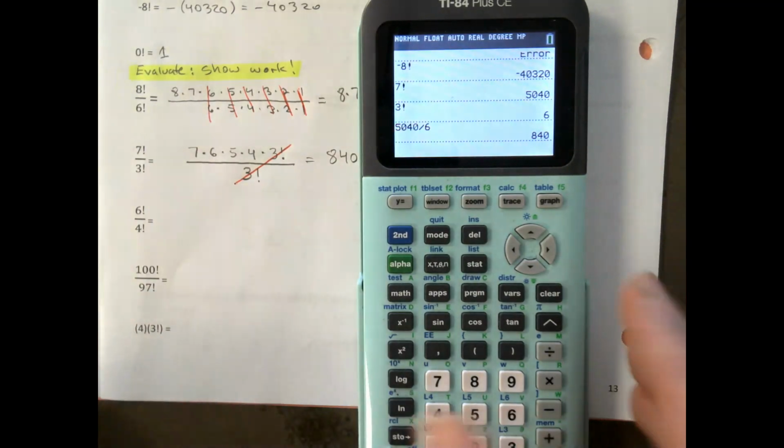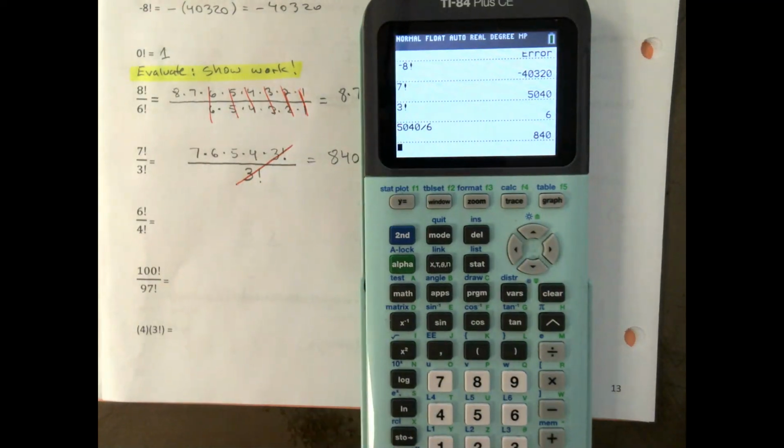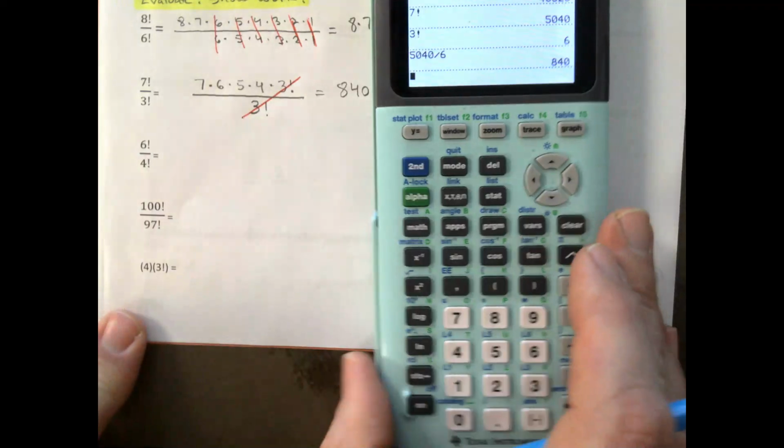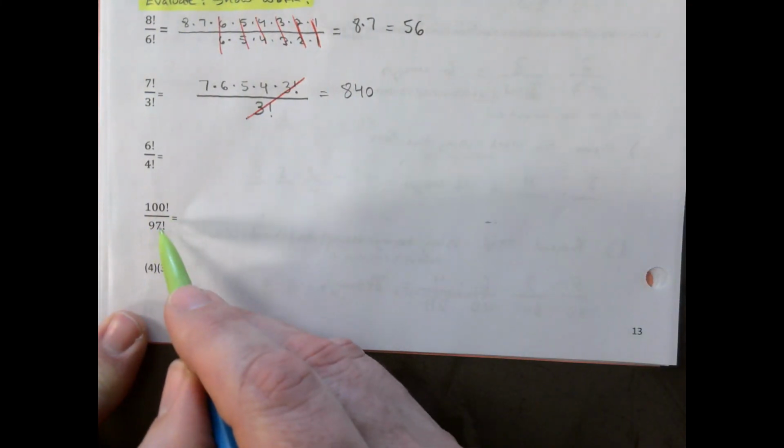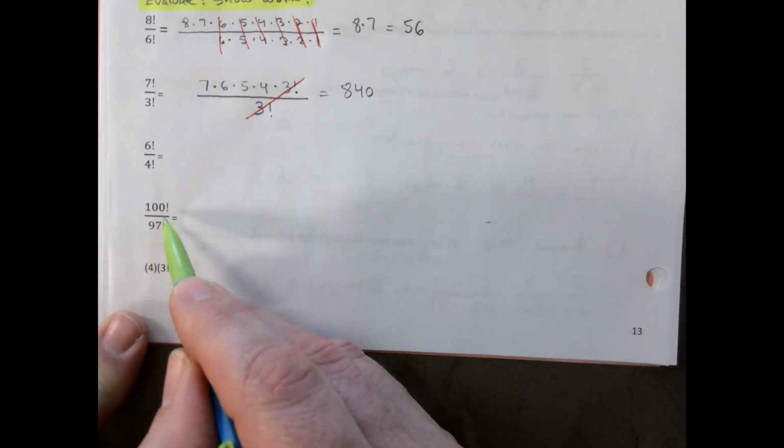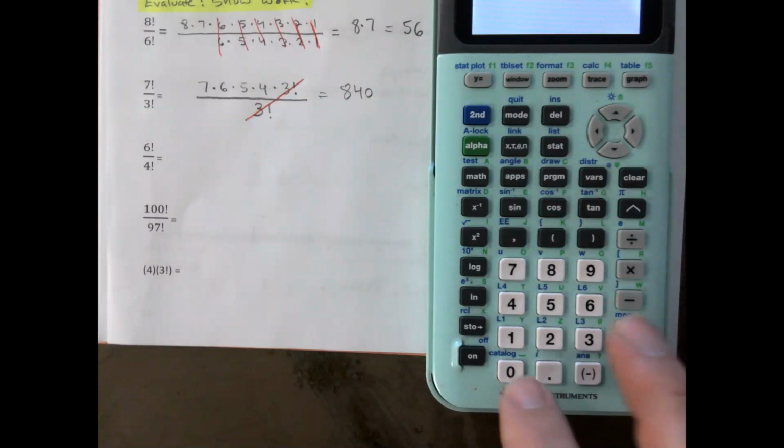Okay. I'm going to skip 6 over 4 factorial. I'm going to go 100 factorial over 97 factorial. I'm going to do this one. Can you try typing this into your calculator real quick? Try going 100 factorial divided by 97 factorial. I want you to see it. Try 100 factorial divided by 97 factorial. What do you get?